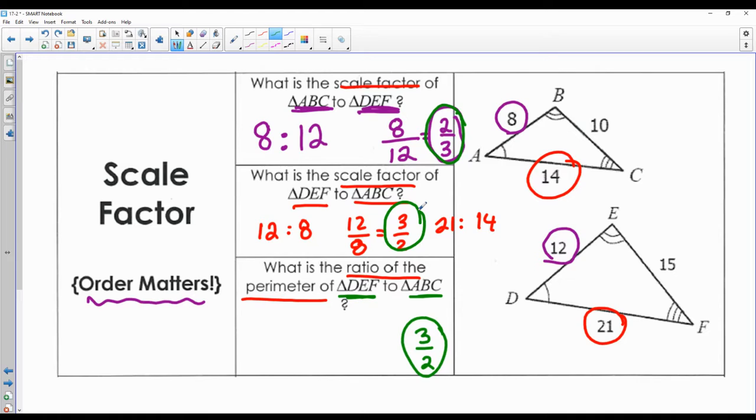Let's go ahead though and add these all up. Let's add 12 plus 14 plus 21. You get 47 over 8 plus 14 plus 10. You get 32.